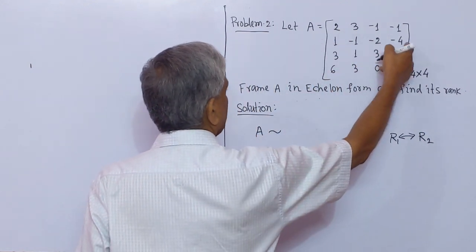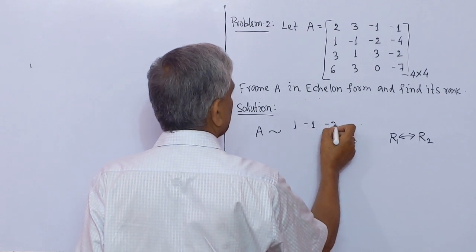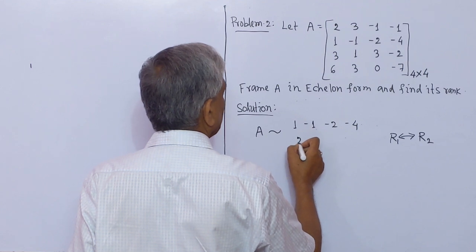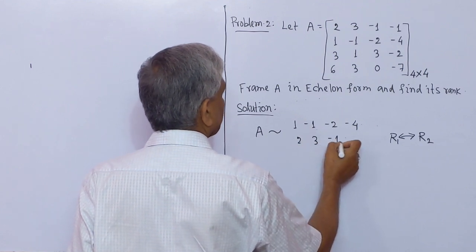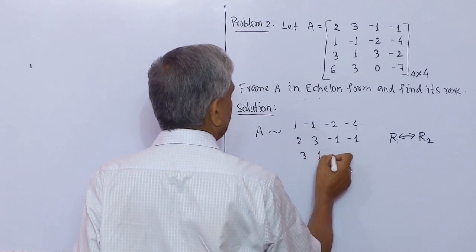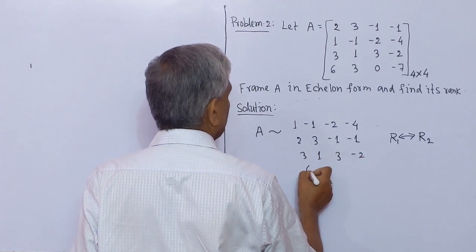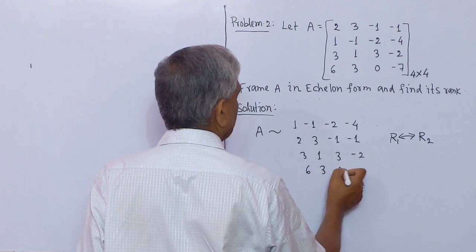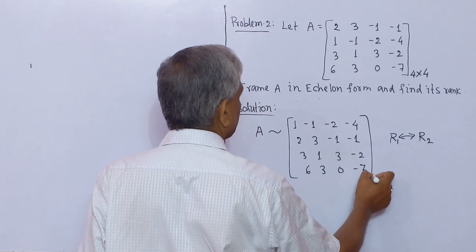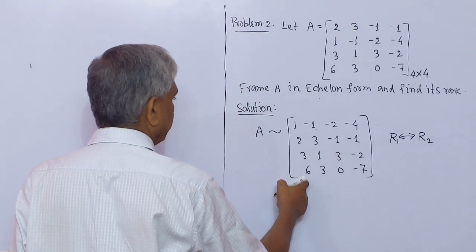Here we write the second row here, 1 minus 1 minus 2 minus 4. Then the first row, 2 3 minus 1 minus 1. 3 1 3 minus 2. Third row 6 3 0 minus 7. Fourth row. Now we make here 0, here 0, here 0.